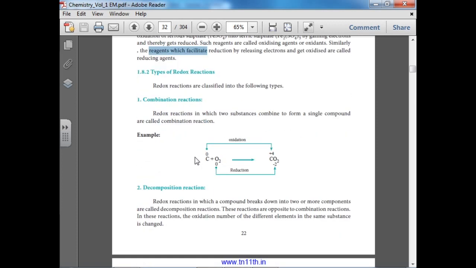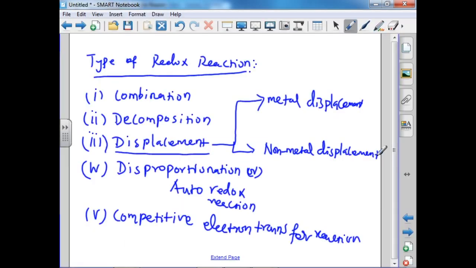Next we are going to the types of reaction. There are 5 types of redox reaction. One is the combination reaction. Second one, decomposition. Third one, displacement. Displacement can be further classified into 2 types: metal displacement and non-metal displacement. The fourth one is disproportionation reactions or auto redox reaction. The last one is competitive electron transfer reaction.